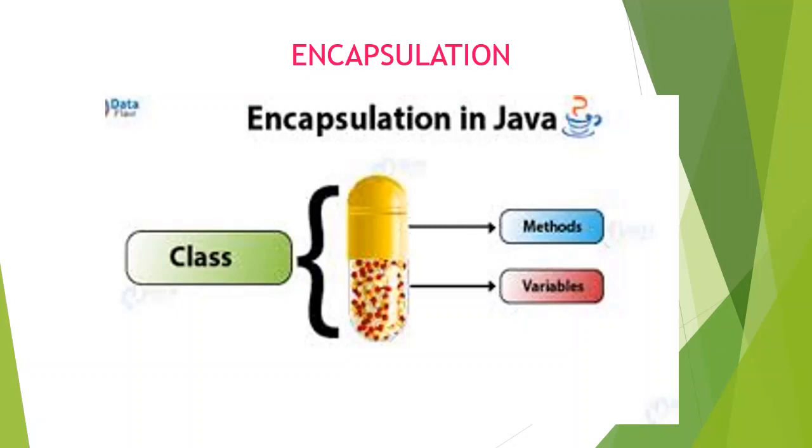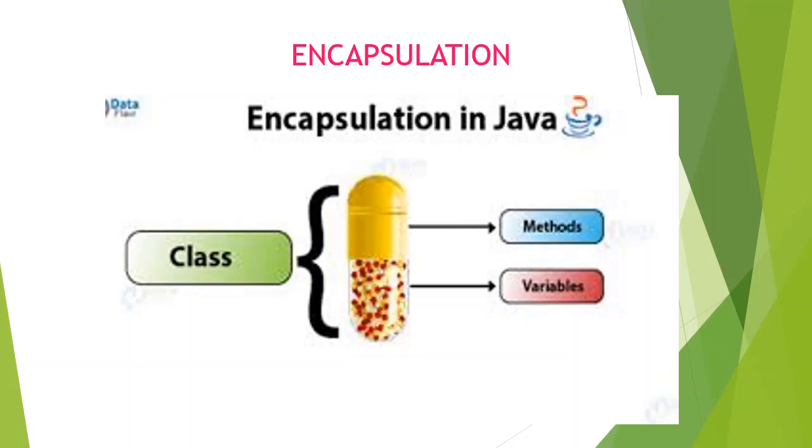For example, if we take a capsule, a capsule consists of medicine inside it. The user who wants to use that capsule can use it. He need not get to know the details of what medicine is inside the capsule, what chemical compositions are used. All these details will be kept secured. Those details will not be allowed to the user. This is what encapsulation is about.